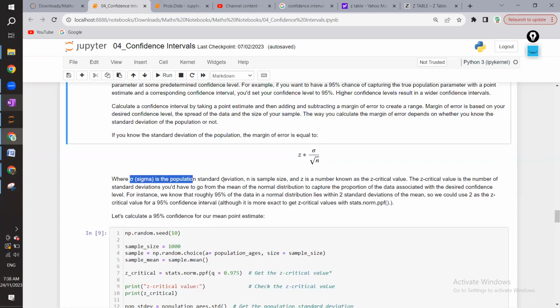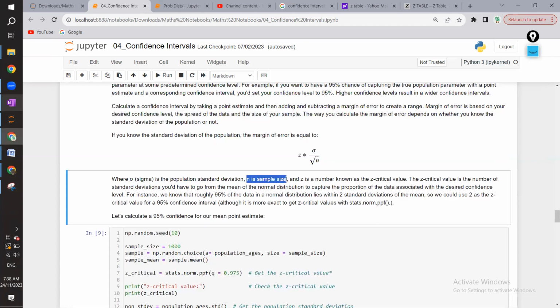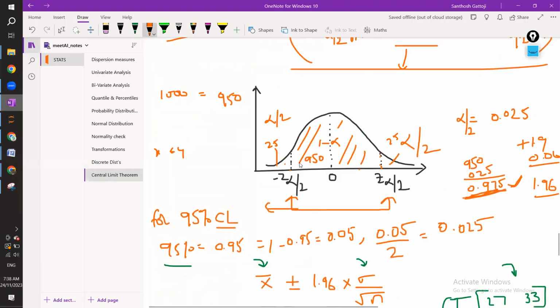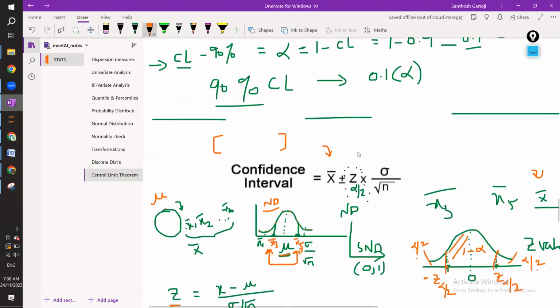Where sigma is the population standard deviation, n is the sample size, and z is a number known as the critical value. If I forgot to tell you, this z is also called the critical value. We will see it in detail in future classes. Why is this critical? Because based upon that value everything changes, since X bar, sigma, n are all constant, but this will change the whole interval.